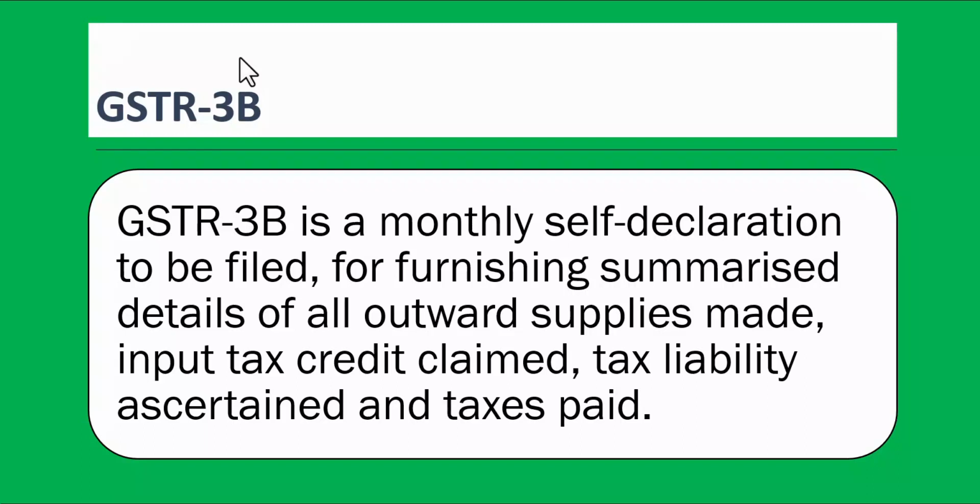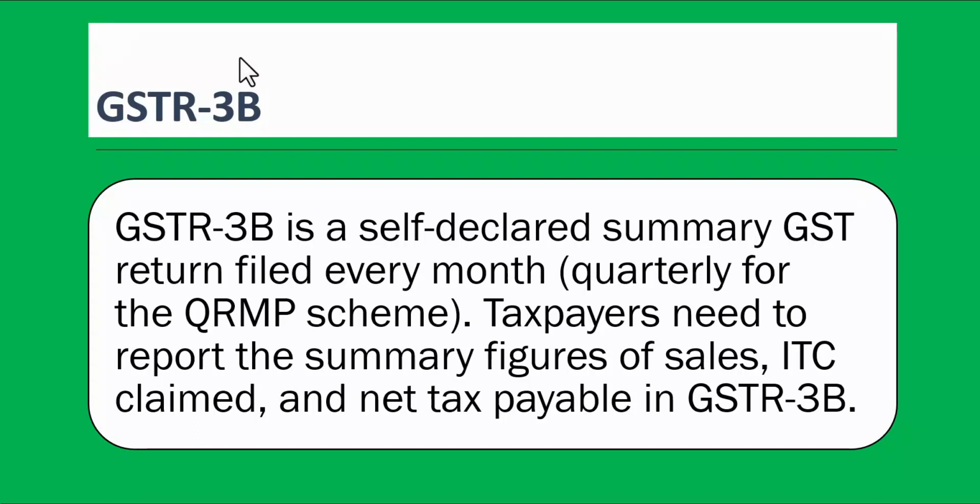So in this video, we are going to talk about the 3B return. Now, this is a self-declaration summary which has to be filed every month, or quarterly for those who have chosen to file it on the basis of the QRMP scheme. So they are supposed to file every quarter, but make the payment every month.